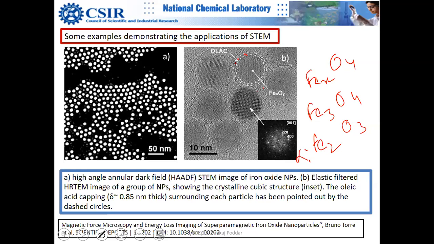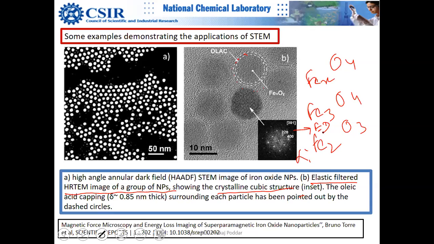So you can see that B. Let us start from the image B. B is an elastic filtered HRTEM image of a group of nanoparticles showing crystalline cubic structure. In the inset, this is called selected area electron diffraction. So this is an electron diffraction image. Similarly to what you do in X-ray diffraction, here you can index these spots.